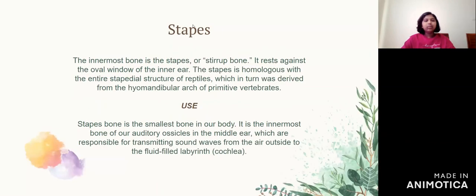Stapes. The innermost bone is the stapes or stirrup bone. It rests against the oval window of the inner ear. The stapes is homologous with the entire stapedial structure of reptiles, which in turn was derived from the hyomandibular arch of the primitive vertebrates. The use of stapes. Stapes bone is the smallest bone in our body. It is the innermost bone of our auditory ossicles in the middle ear, which are responsible for transmitting sound waves from the air outside to the fluid-filled cochlea.